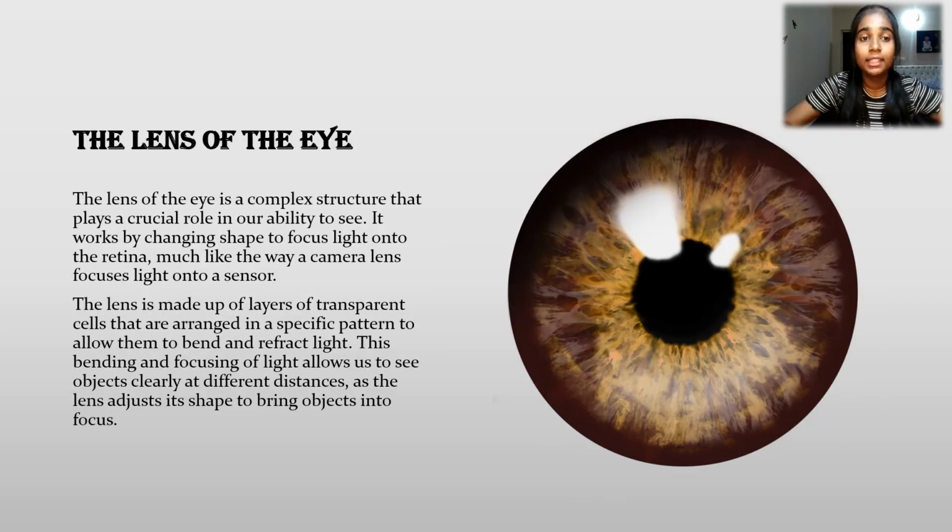The lens of the eye. The lens of the eye is a complex structure that plays a crucial role in the ability to see. It works by changing shape to focus the light onto the retina, much like the way a camera lens focuses light onto a sensor. The lens is made up of layers of transparent cells that are arranged in a specific pattern to allow them to bend and refract the light. This bending and focusing of light allows us to see objects clearly from different distances as the lens adjusts its shape to bring objects into focus.